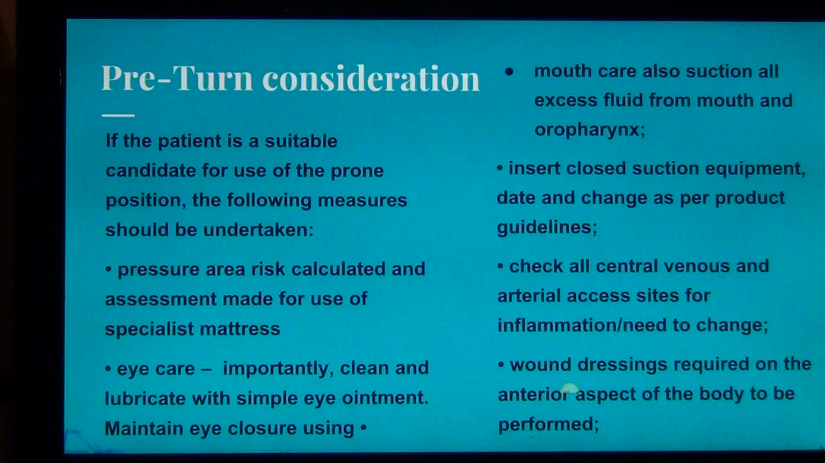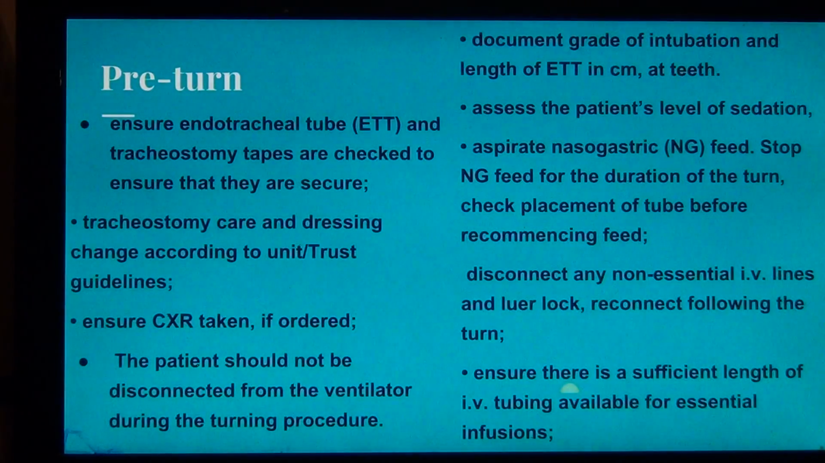Mouth care: also suction all the excessive fluid from the mouth and oropharynx. Insert a closed suction equipment, date and change as per product guidelines. Check all central venous and arterial access sites for inflammation, and also if they need to be changed. That would be more of a nurse thing than a respiratory therapist. Wound dressing required on the anterior aspect of the body is to be performed before turning.